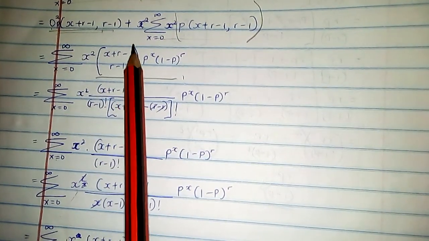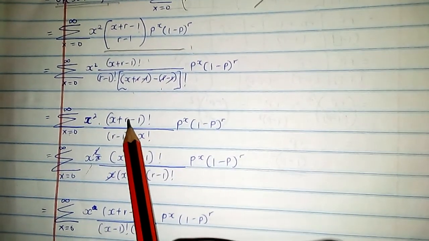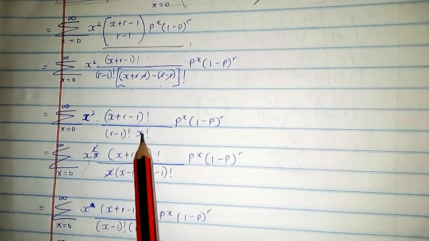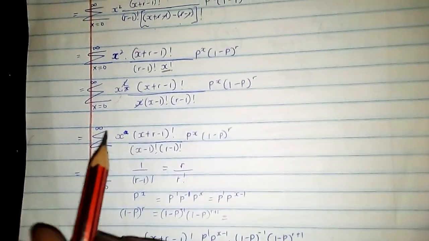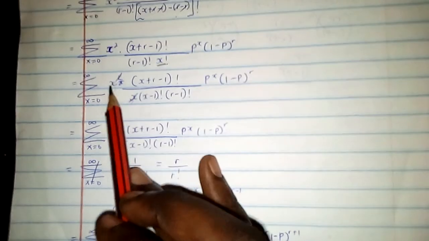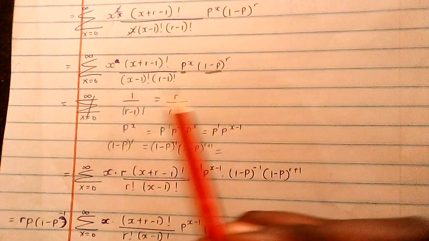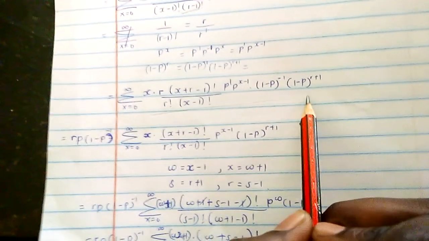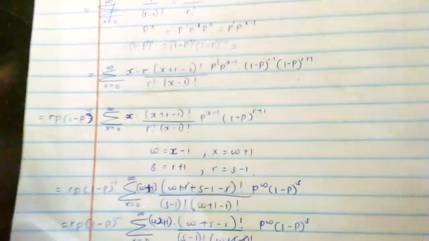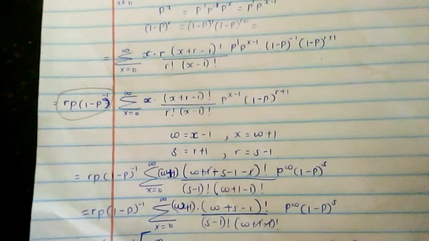So when we simplify this, we shall get this. This is the same as x plus r minus 1 factorial out of r minus 1 factorial x factorial, but we simplify this further into x minus 1 choose r minus 1. So this and this cancel, we remain with an x here, and then we simplify this just like the way we explained in the mean. Simplify this and this, r plus this, 1 out of r factorial, then we get this function. So when we get this, we're going to pull out the constants, and our constant will be rp into 1 minus p to power negative 1.